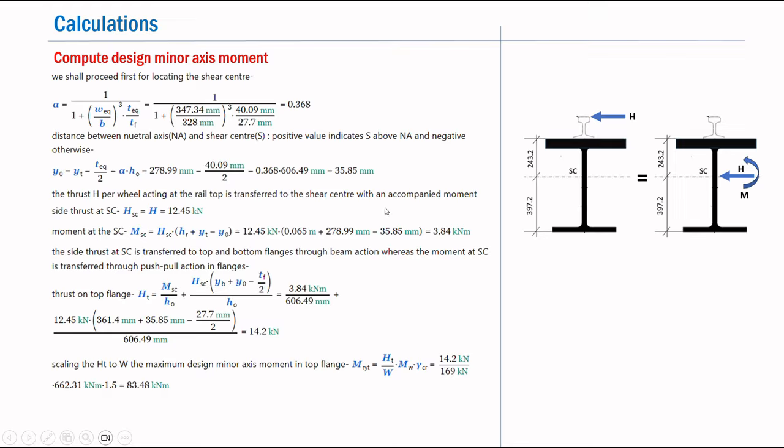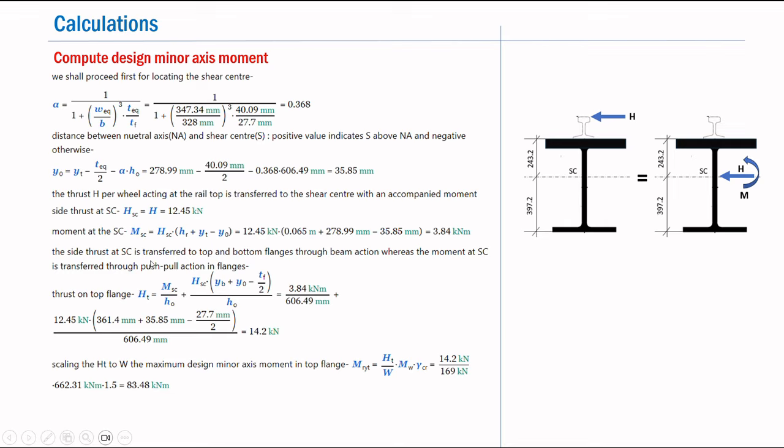So obviously we have the moment at the shear center as we move H from the top of the rail to the shear center as HC into HR plus YT minus Y0, and that evaluates to be 3.84 kN meter. And remember that the side thrust H and this moment, we convert this into an equal and opposite couple that is resisted by the top and the bottom flange, and the thrust that is acting at the shear center is transferred to the top and the bottom beam by the simple beam analogy.